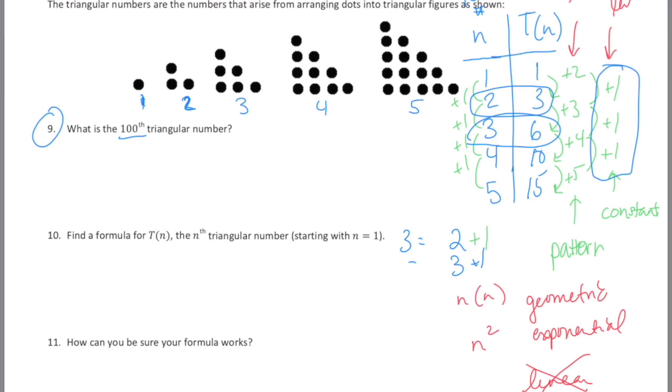So this is kind of like just a trial and error thing. If I use this and multiply n times n, would that work? So 2 plus 1 is 3 times 2.